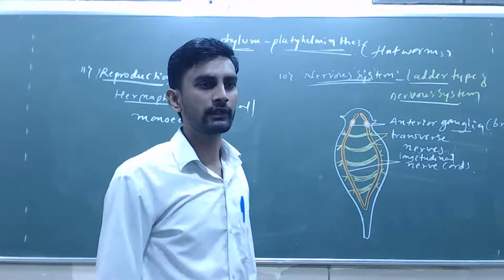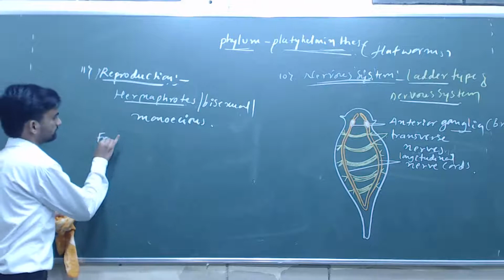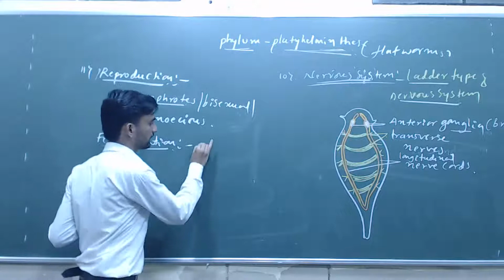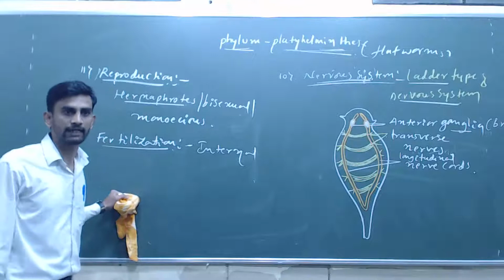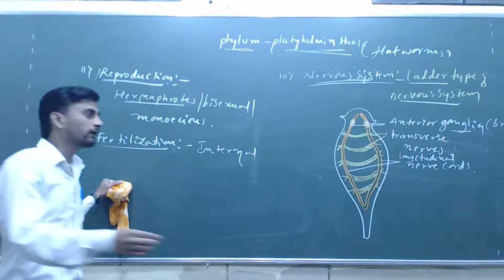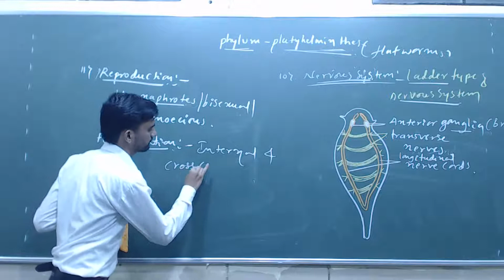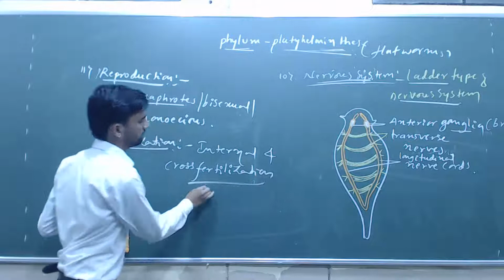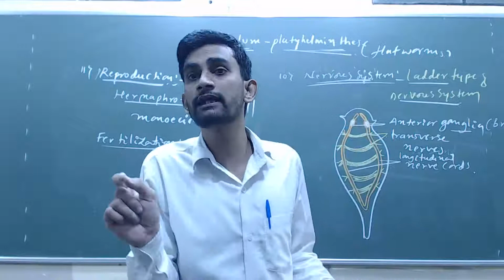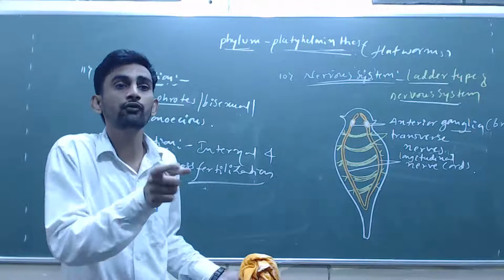Fertilization. What type of fertilization you will find? So fertilization usually, as you already know, internal fertilization means fusion of male and female gametes taking place within the organism. So that's what we call internal fertilization, but some other platyhelminthes also exhibit cross fertilization. Have you heard this word, cross fertilization? Cross fertilization is nothing but fusion of male and female gametes of two different individuals of the same species. Are you getting my point? This is what we call cross fertilization.